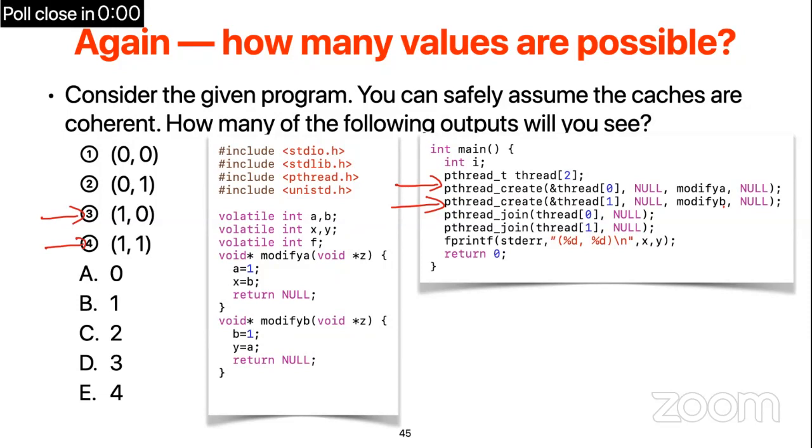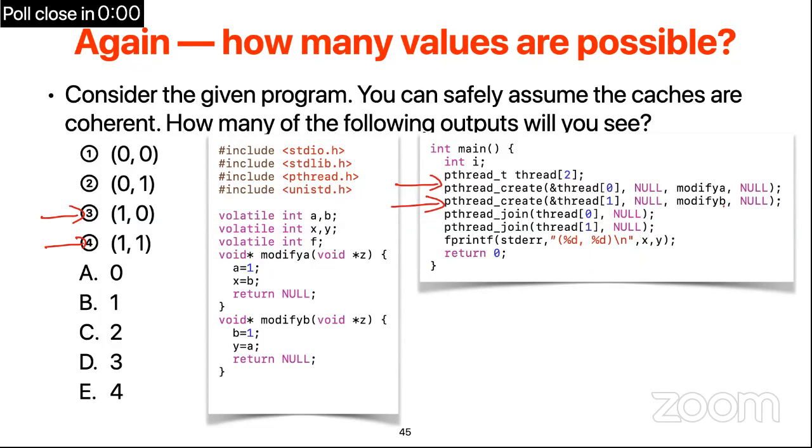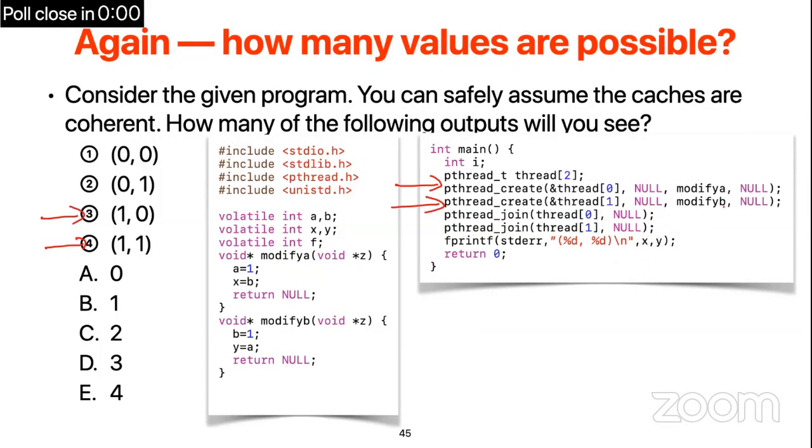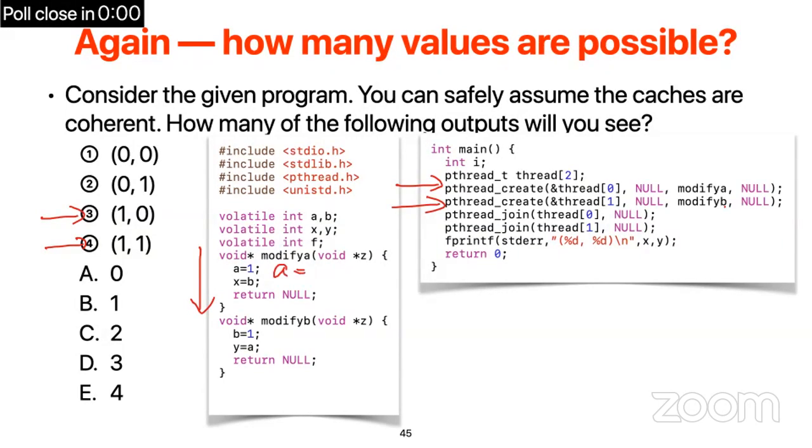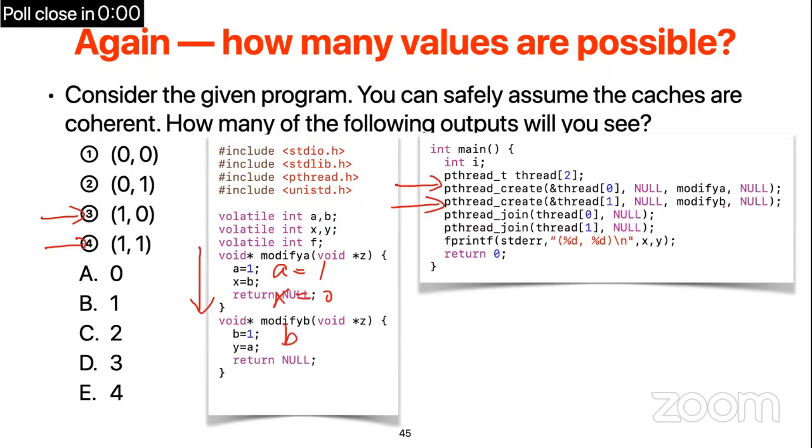Okay, but how does that happen? Can you repeat that again? Sure. That happens when modify A executes first and then modify B executes, because now A is modified and changed into the value 1. Let's say modify A completely finished, and then modify B executes. A at this point is equal to 1 in modify B, so then Y would equal 1 as well.